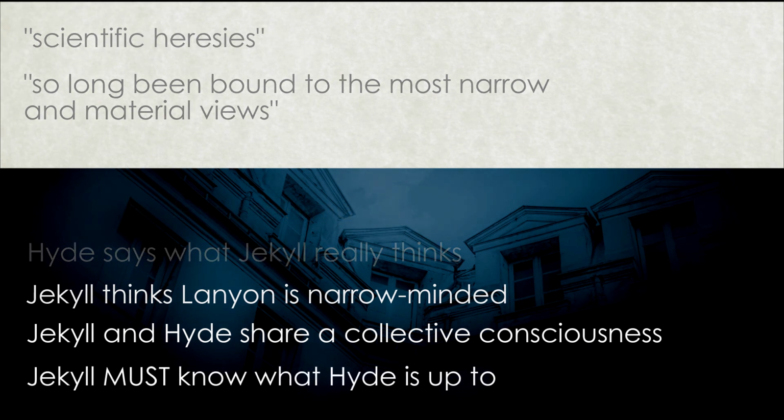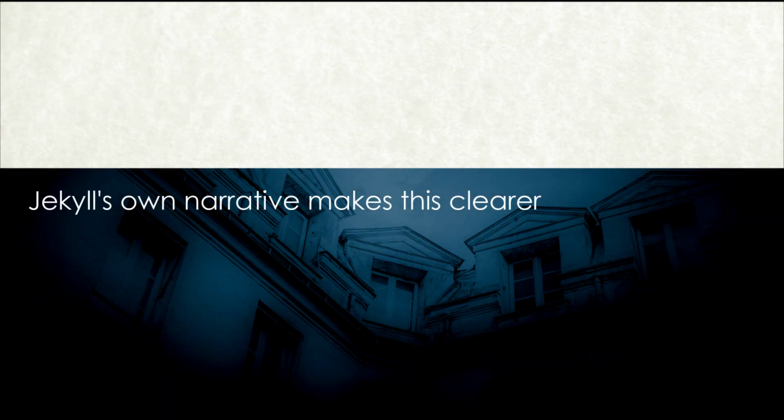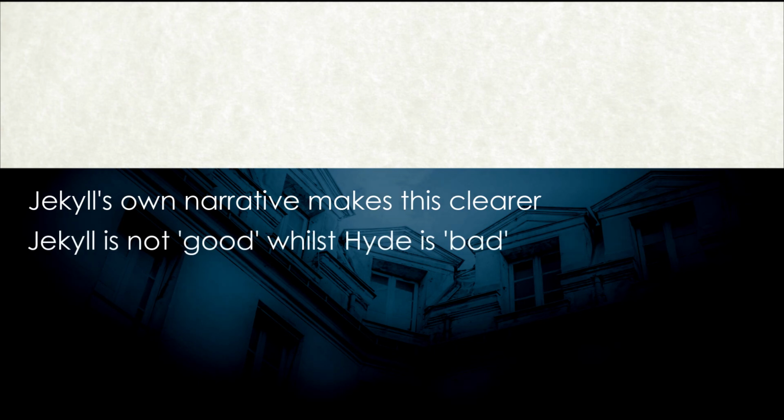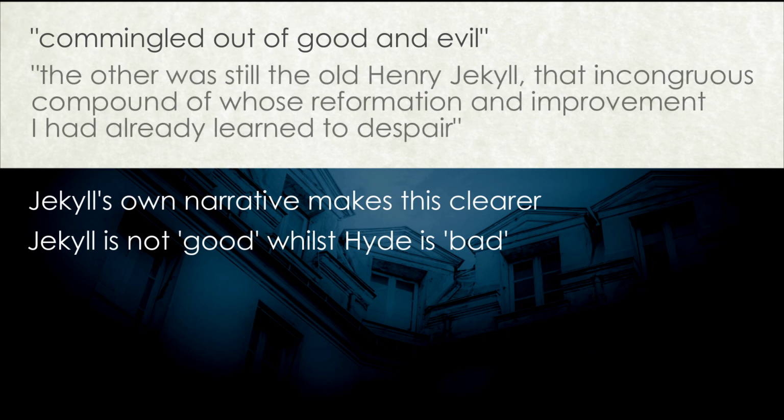This is further compounded by what he reveals in the final chapter, Henry Jekyll's full statement of the case. It is a misinterpretation to simply see Jekyll as good and Hyde as evil, and it is in this distinction that our conclusions as to whether Jekyll deserves sympathy lie. Jekyll reveals that he believes himself to be commingled out of good and evil, and that, of the two characters that he has, one is Hyde, but the other was still the old Henry Jekyll, that incongruous compound of whose reformation and improvement I had already learned to despair.